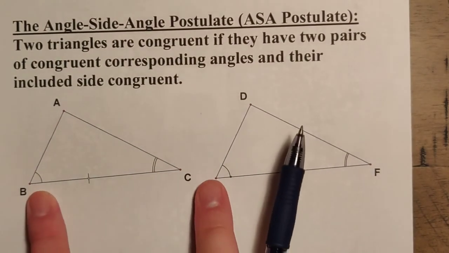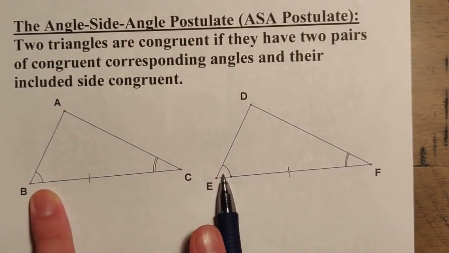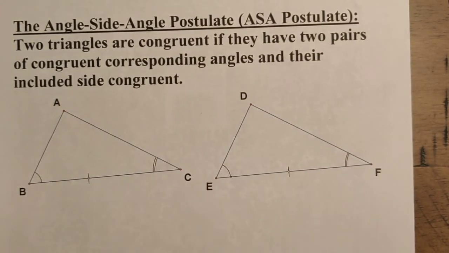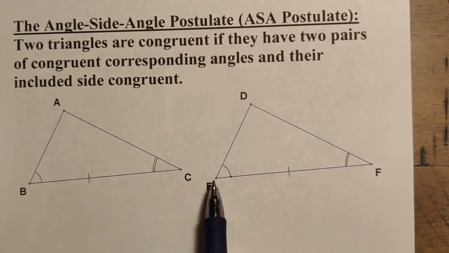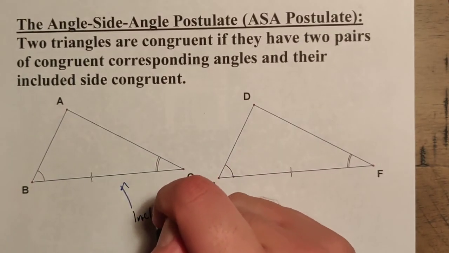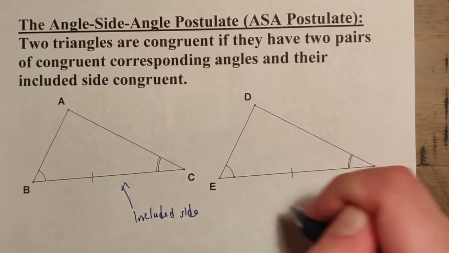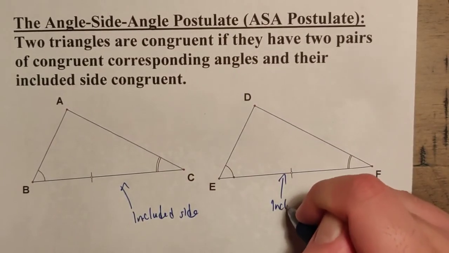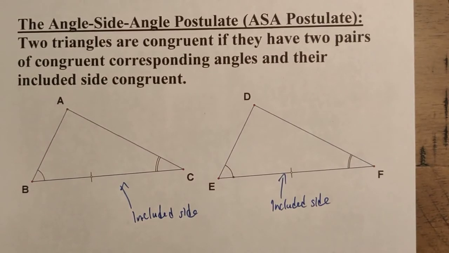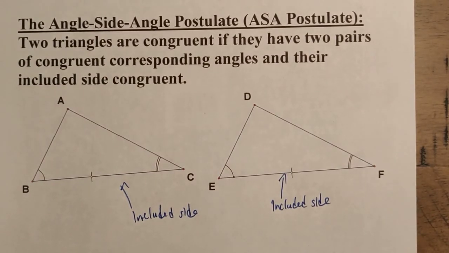So notice here, I've got one pair of angles, B and E. I've got another pair, C and F. And again, we can see that there's a side that's in between here, right? If you look at the two sides in each of the triangles, they have a common segment. And that common segment here is our included side. And this is also an included side as well. So just like with side angle side, we're going to sandwich the side between the angles, as opposed to with side angle side, we sandwich the angle between the sides, okay?